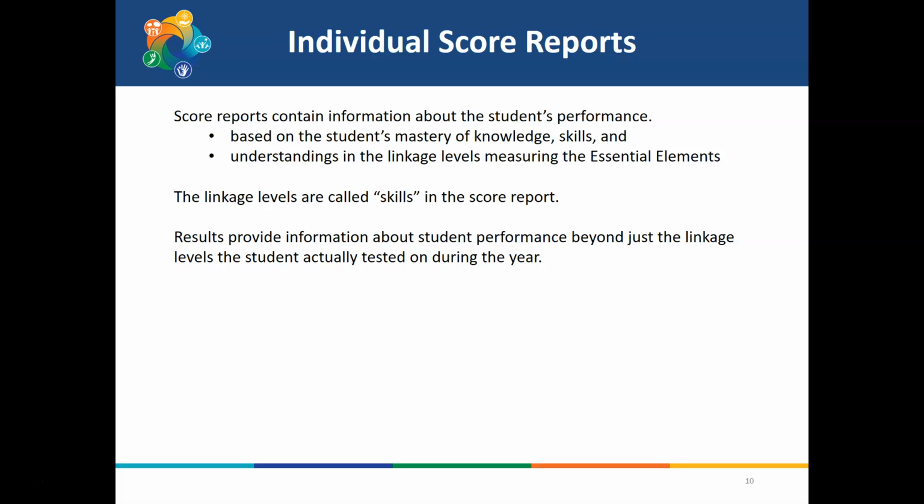Score reports contain a lot of information about the student's performance. Here are some things to keep in mind. All of the results you see are based on the student's mastery of knowledge, skills, and understandings in the linkage levels measuring the essential elements. The linkage levels are also called skills in the score report. Finally, the results are based on all the linkage levels for all the tested essential elements. Because of the ordered nature of the linkage levels within essential elements, results provide information about student performance beyond just the linkage levels the student actually tested on during the year.